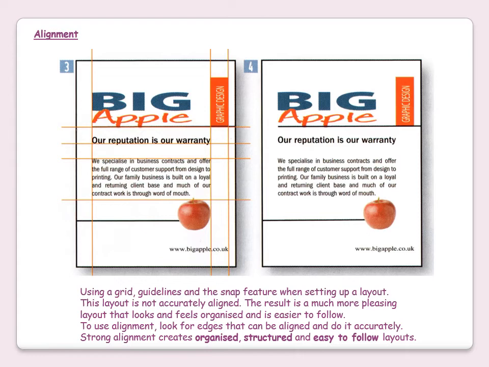In item 3 here, you can see strong left alignment between the left-hand edge of the big, the left-hand edge of Apple, and the left-hand edge of the body text. In addition to that, there is strong right alignment between the left-hand edge of the graphic design box, the right-hand edge of the subheading, the right-hand edge of the body text, and the right-hand edge of the apple.